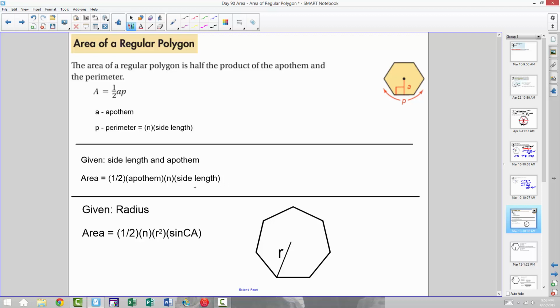So if you're given a side length and the apothem, remember the apothem is from the center of the regular polygon to the side and perpendicular, your area is half times the apothem times number of sides times your side length. And we're going to get into some examples. Okay, so let's do that first example right now.